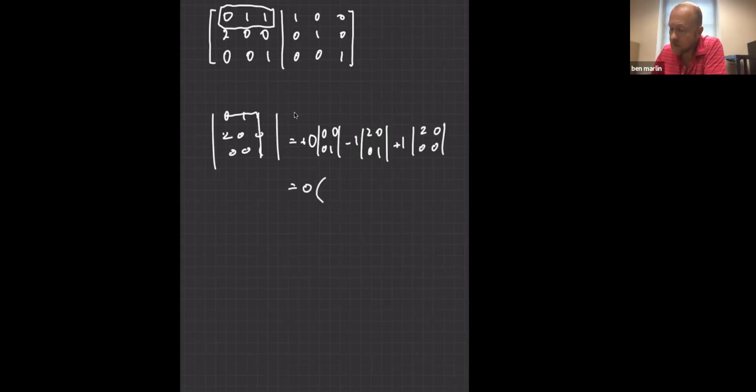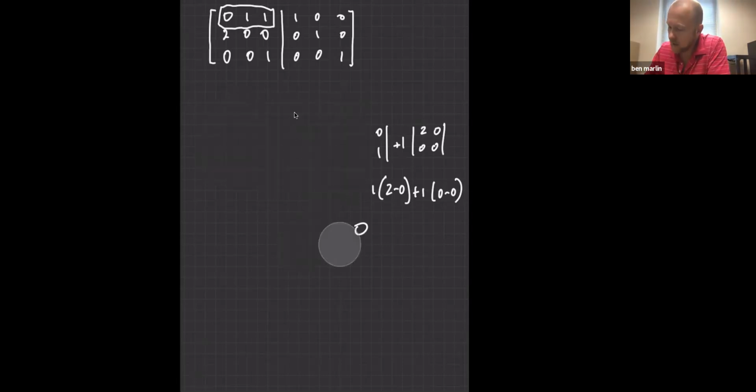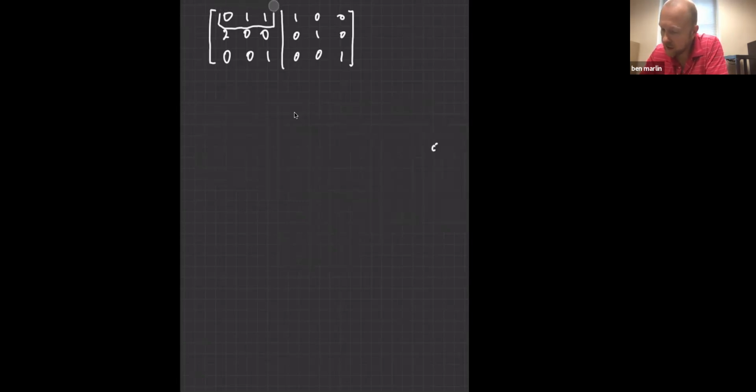So we'll have 0 times. Now we've got 2 by 2s. 0 times 1 is 0, minus 0, minus 1 times 2 minus 0, plus 1 times 0 minus 0. So we end up with a -2 here, okay? So that -2 is not 0. Therefore, when we try to invert this, we will not be wasting our time. So all that stuff there was just to the side to make sure that we could actually find this inverse.